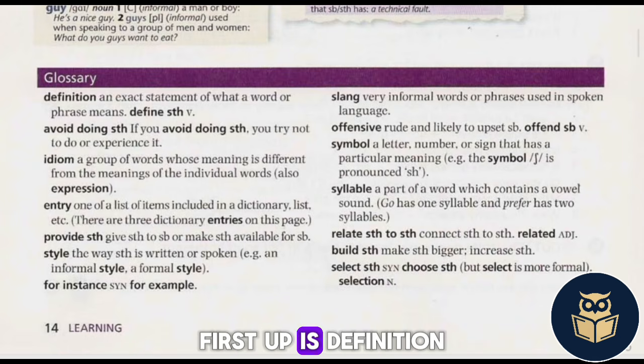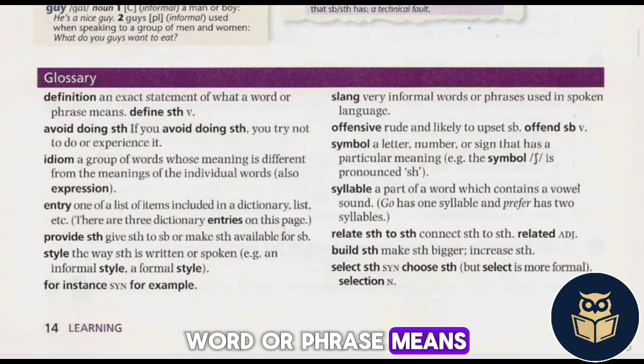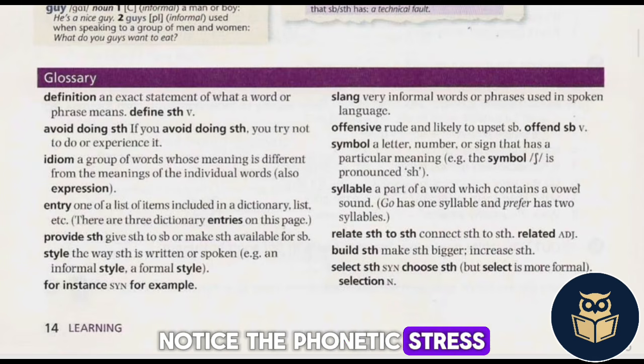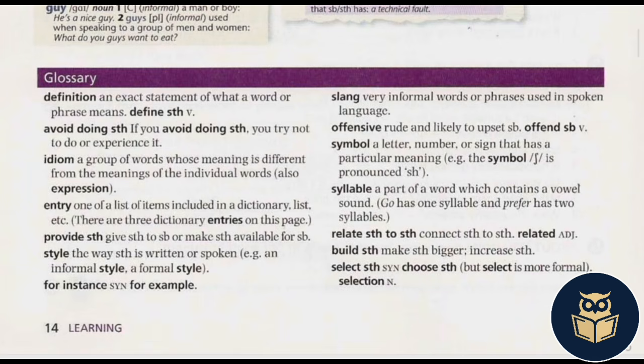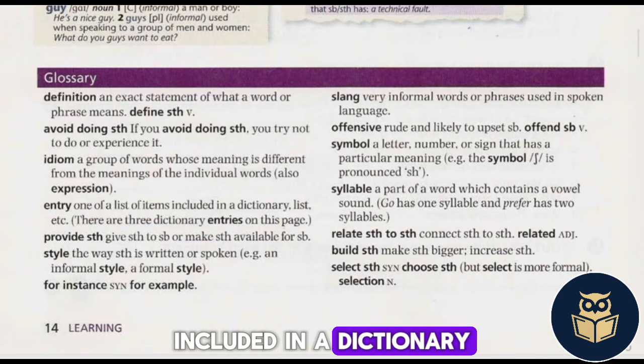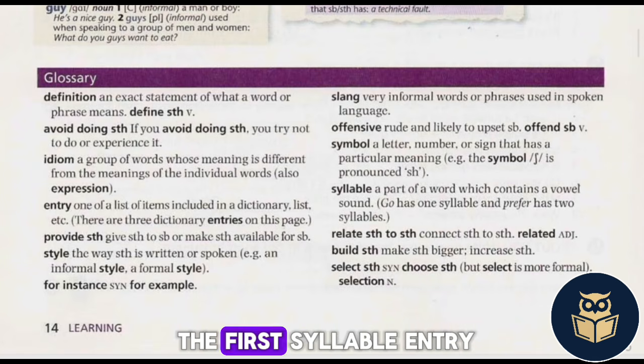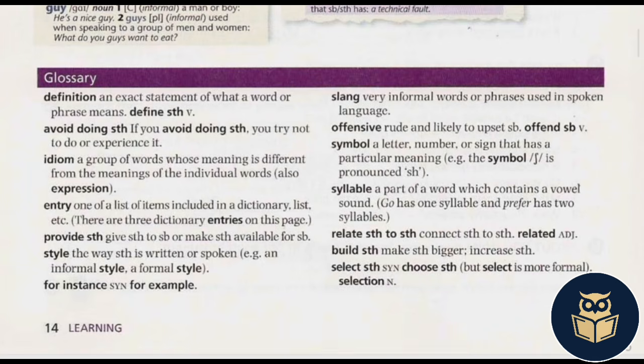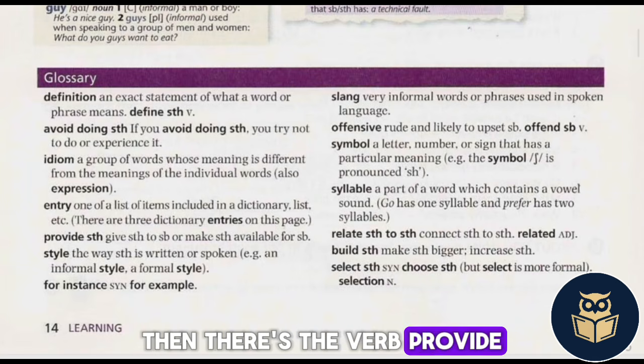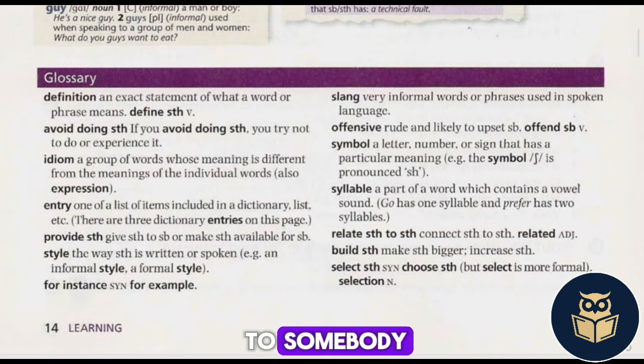First up is definition, which is an exact statement of what a word or phrase means. Notice the phonetic stress is on the 3rd syllable, definition. Next, we have entry, which is one of a list of items included in a dictionary. Here, the stress hits the 1st syllable, entry. Then there's the verb provide, meaning to give something to somebody. The stress is at the end, provide.